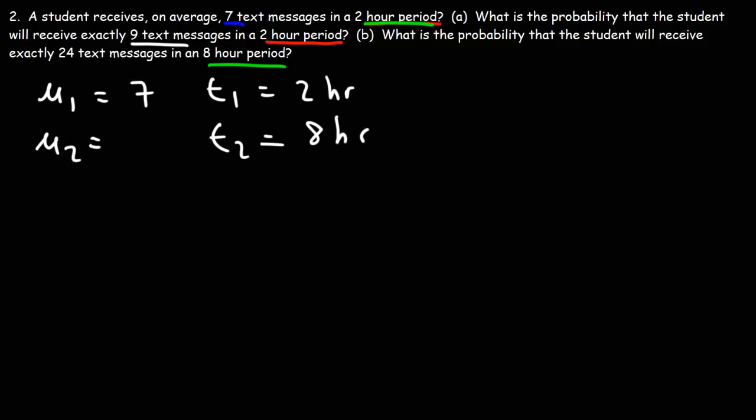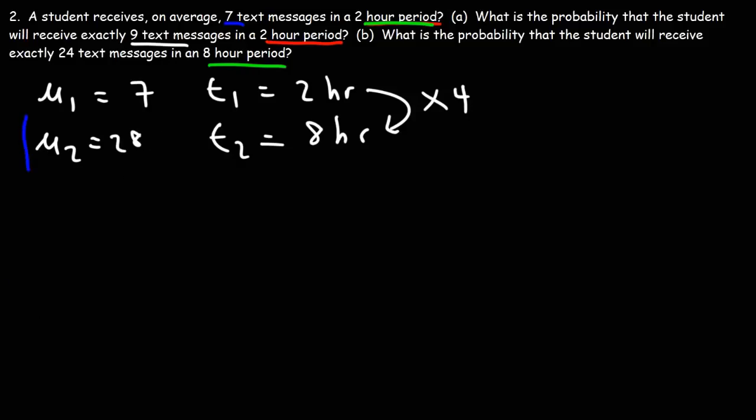By looking at these values, you can see what it is. To go from 2 to 8, you need to multiply the 2 by 4. So therefore, you need to multiply the mean by 4, which will give you 28. 7 times 4 is 28. So that's the new mean value.